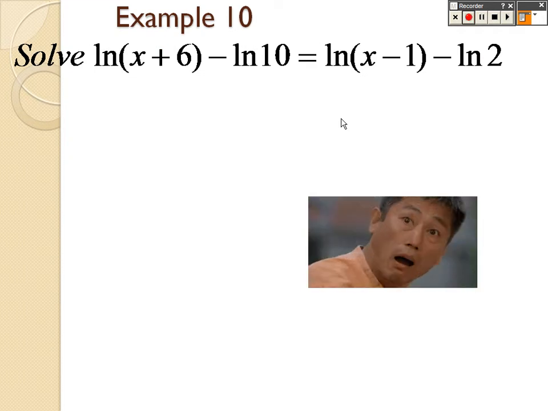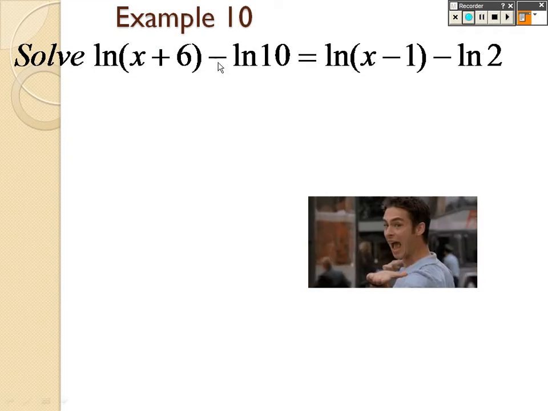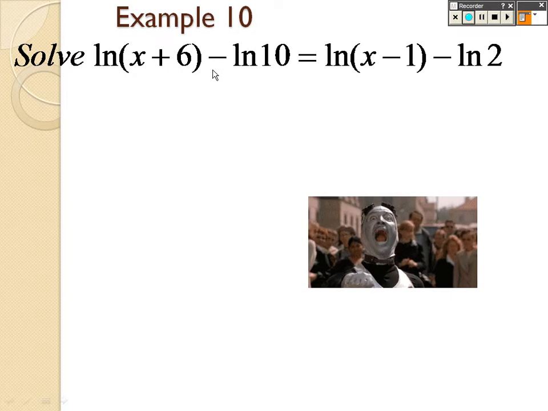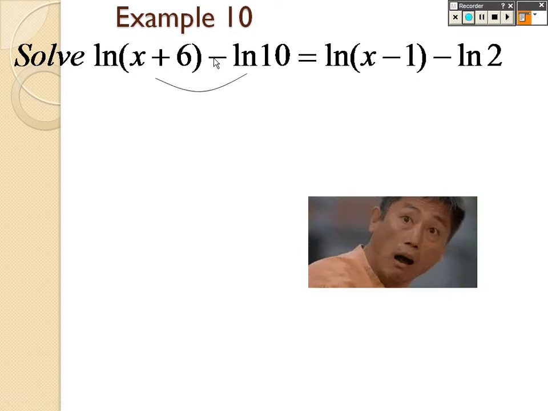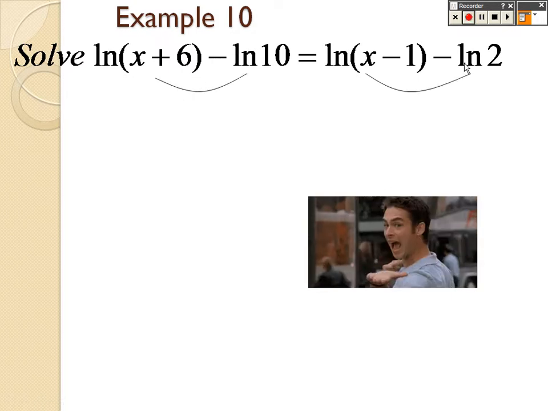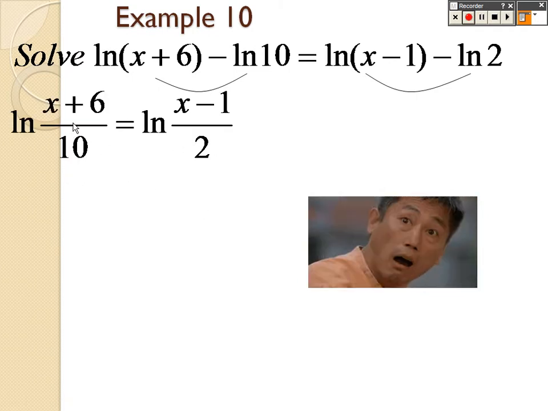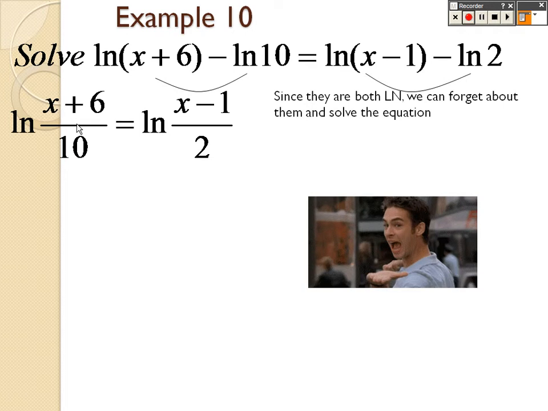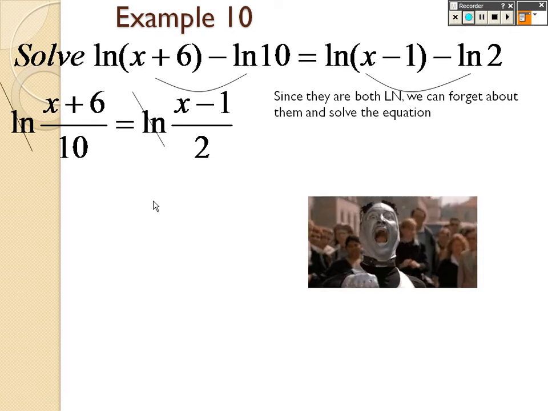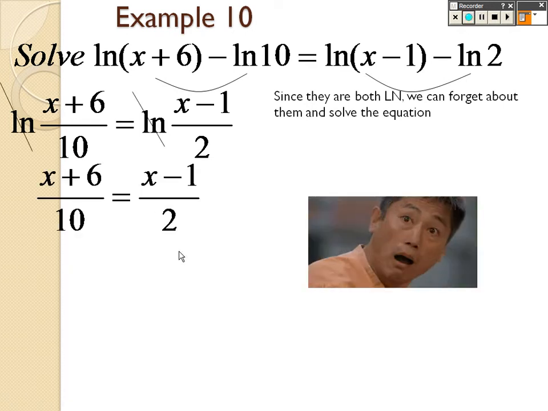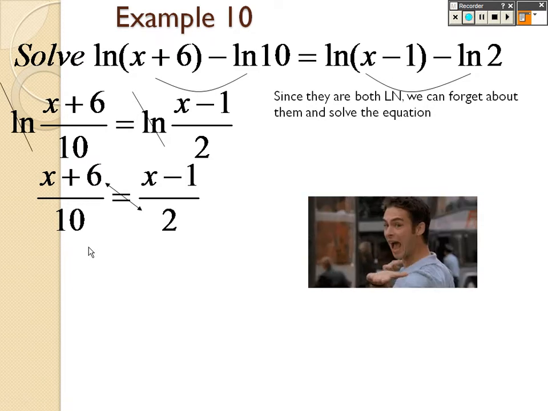So with this one, it works the same with natural logs. You can kind of smush them together because subtraction of logs is division. Since they are both natural logs, I can kind of just pretend like they aren't there and do x plus 6 over 10 equals x minus 1 over 2, and then I can cross multiply to solve.